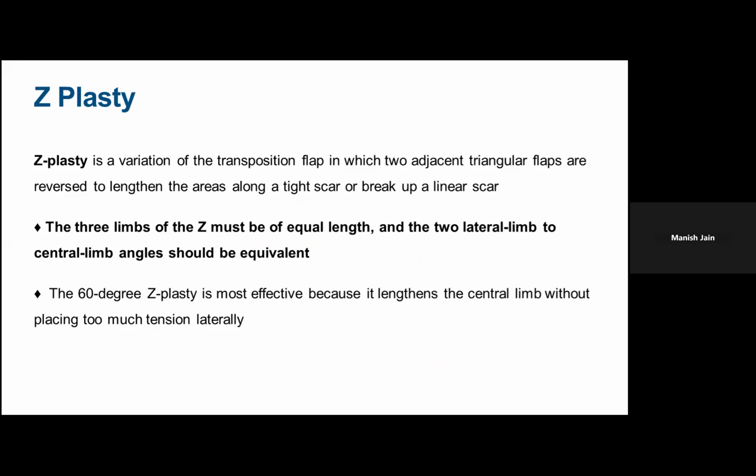Z-plasty is one of the most common procedures in plastic surgery. Z-plasty is also based on transposition flaps, in which we use two triangular flaps which transpose to each other. So it lengthens the area, especially in patients who come with linear contracture. This is a very commonly used procedure in our plastic surgery, in which the three limbs of the Z must be of equal length. Like I will show you in the slide later. The most common angle which we use is 60 degrees, so that effectively we can achieve a 75% gain in length along the scar.